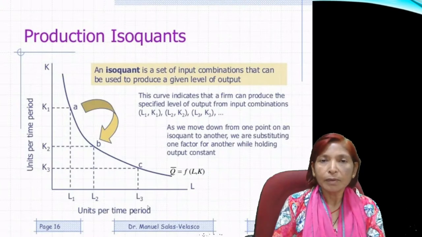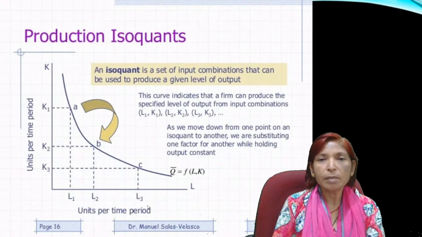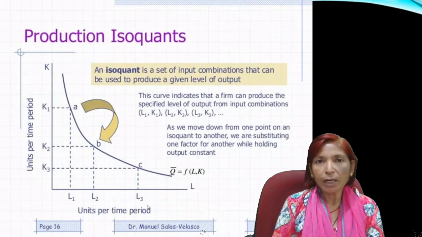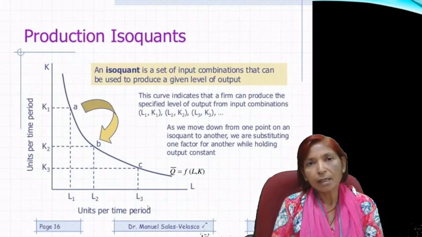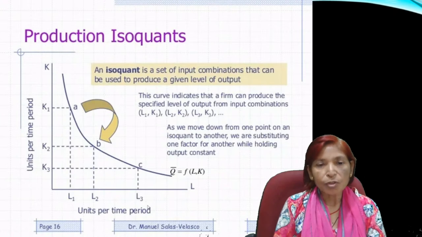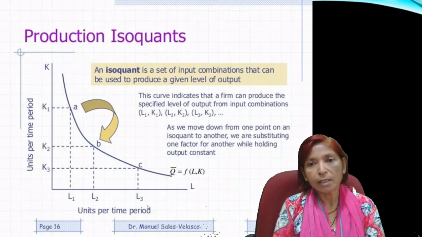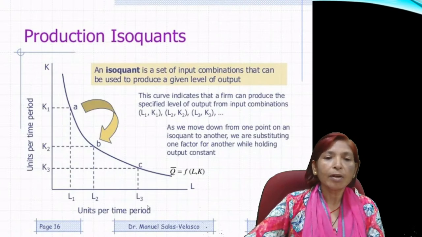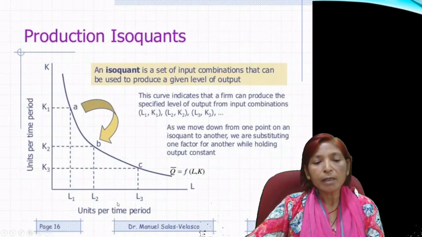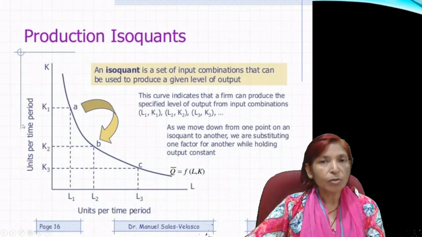So isoquant curve shows the different possible combinations of two factors of production. If we are using two factors of production for producing goods and services, but they give us the same level of output, that is called isoquant. So isoquant is a set of input combinations that can be used to produce a given level of output. And isoquant curve is always a downward sloping curve, and on the x-axis we take labor and on the y-axis we take capital. If we use more capital, then we will use less labor. If we use more labor, then we will use less capital.